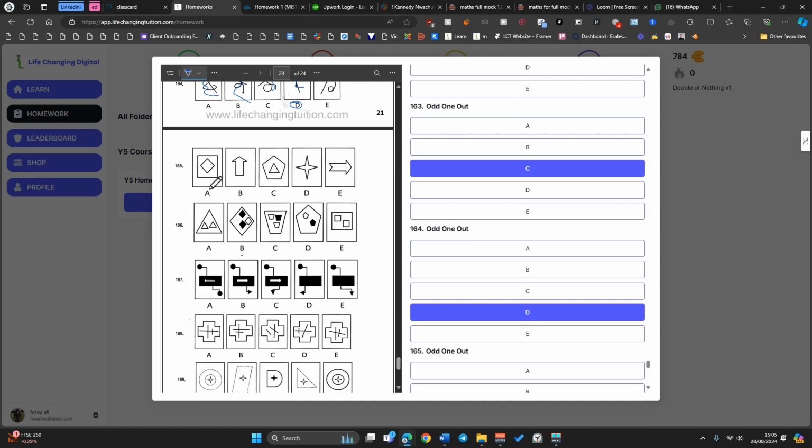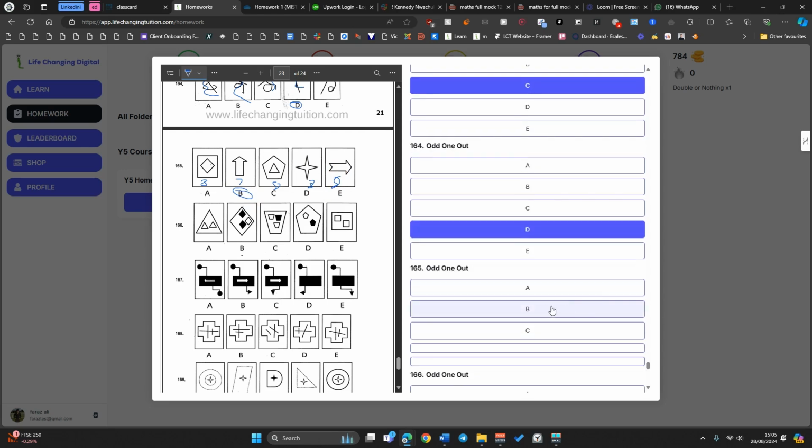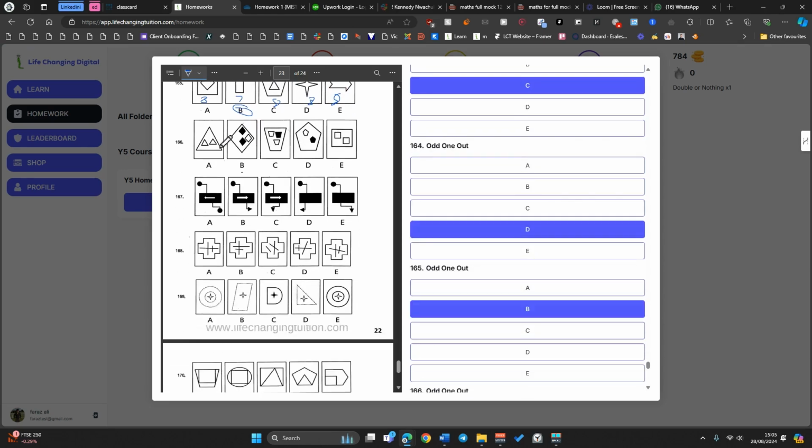Okay, 165. Right, I think I'm going to count shape number of sides again. So this has got 8 sides. This has got 1, 2, 3, 4, 5, 6, 7 sides here. This has got 8 sides. This has also got 8 sides, and this has got 1, 2, 3, 4, 5, 6, 7, 8 sides. So you can see all of them have 8 sides apart from B. So the option here should be B.